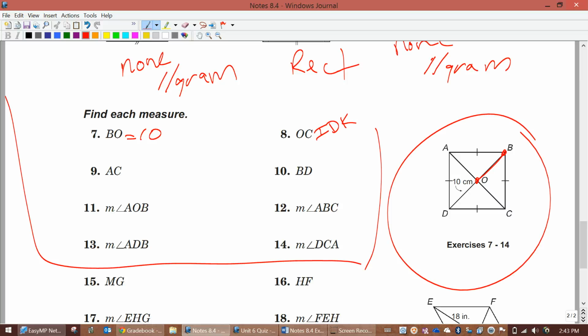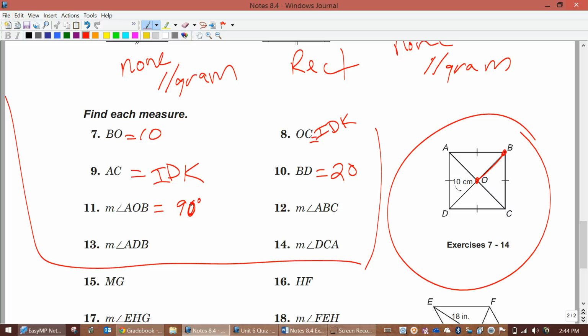So we don't know. How about AC? We don't know. This is the only situation where you can put IDK and get the question right. BD. What's BD? 20? AOB? Why do we know it's 90? It's a rhombus. Rhombuses have diagonals that are perpendicular and that bisect each other.